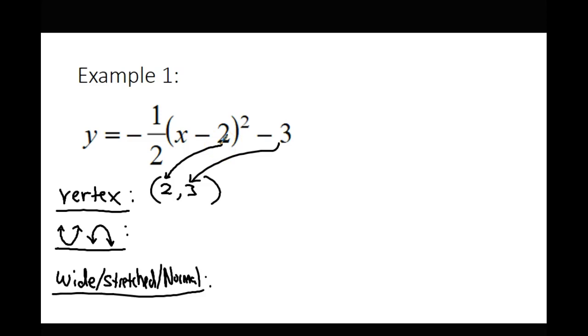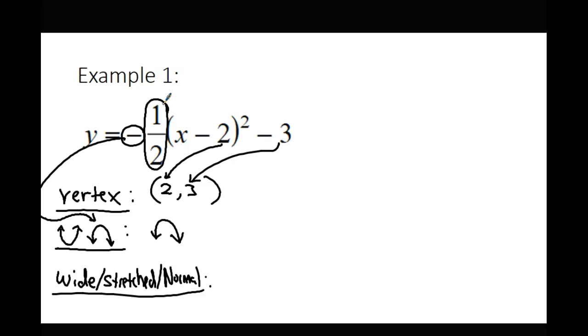So that's my vertex. The next thing we need to do is we need to ask ourselves, is it a happy face or a sad face? It's a sad face. Since I've got a negative there, that tells me it's going to be a sad face. The next thing we need to decide, is it wide, stretched, or normal? And so take a look at this number here. Is that number greater than 1 or less than 1?